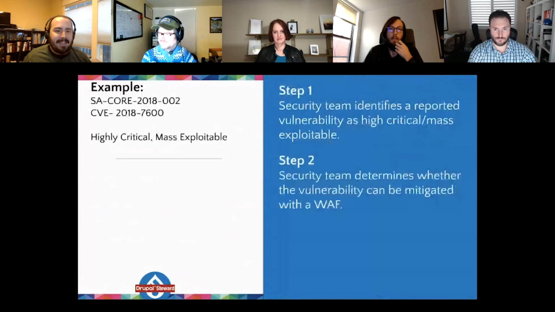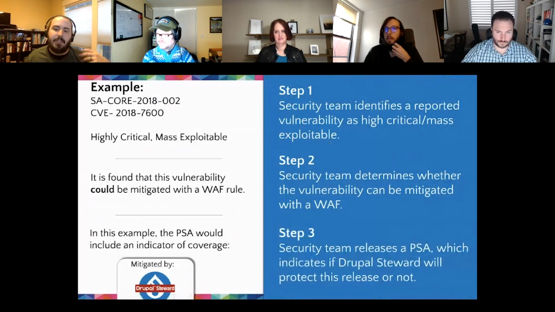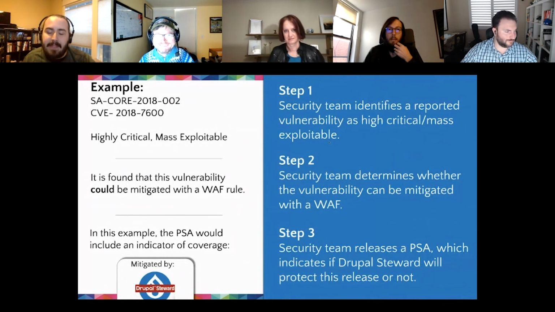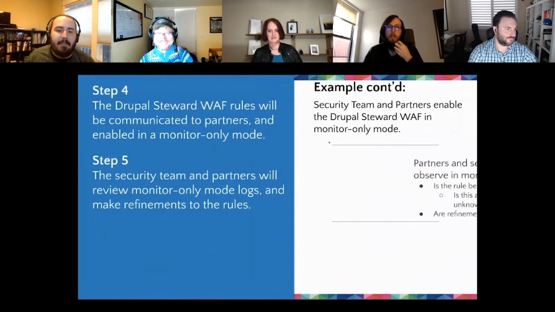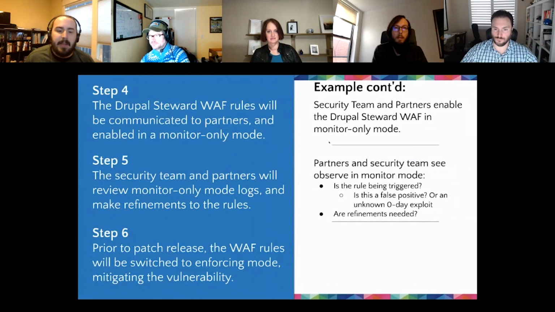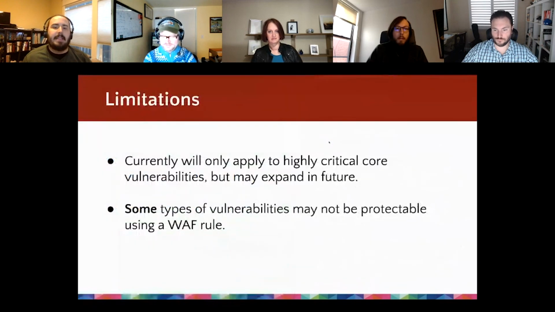So I'm actually going to skip through this really quickly, but basically what happens if there's a highly critical vulnerability, the security team identifies it, determines if it can be mitigated using this web application firewall method. They post a PSA that will indicate if it's covered by the program. We communicate that with the partners to implement the protection, make sure that it's not getting false positives by doing it in monitor-only mode, then make it an enforcing mode to make sure that that protection is in place for those customers. So that's pretty much how that works.